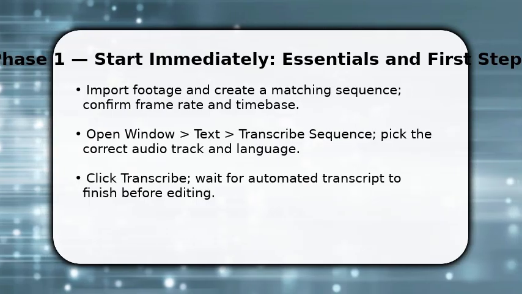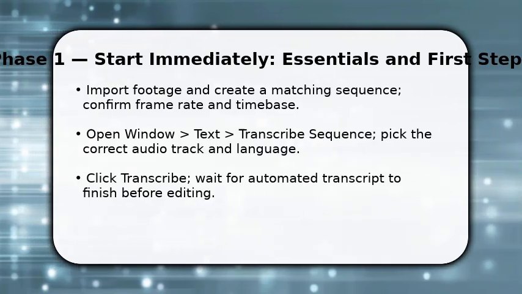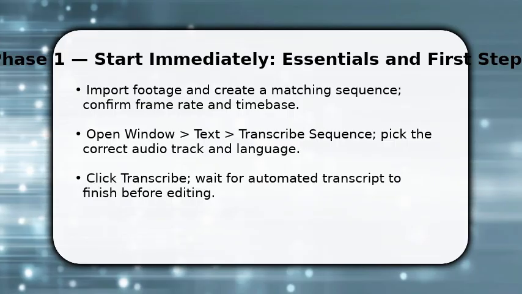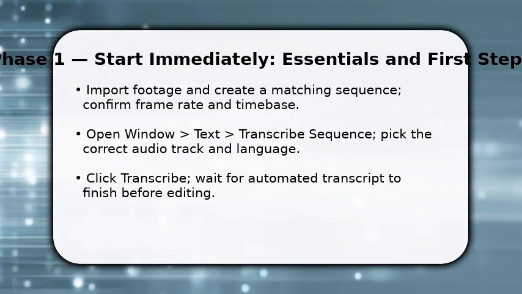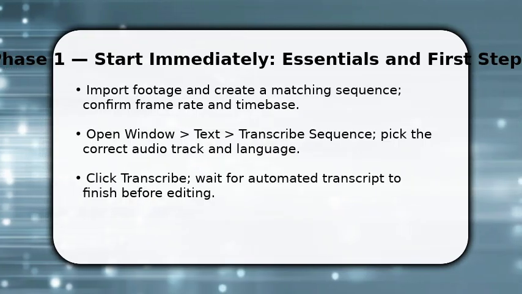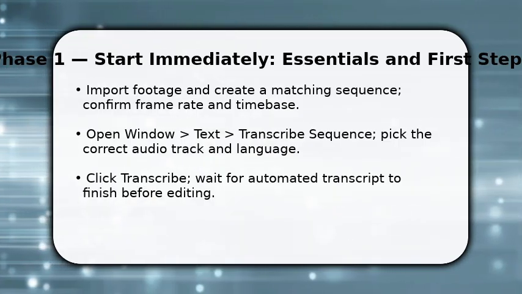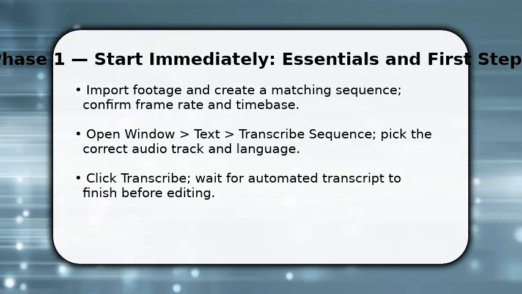Enjoy the video. You start by importing your footage and making a sequence that matches your frame rate because captions must align to frames. Once that's set, open the text panel and choose Transcribe Sequence. Select the correct audio track and language so the engine hears only the target audio.